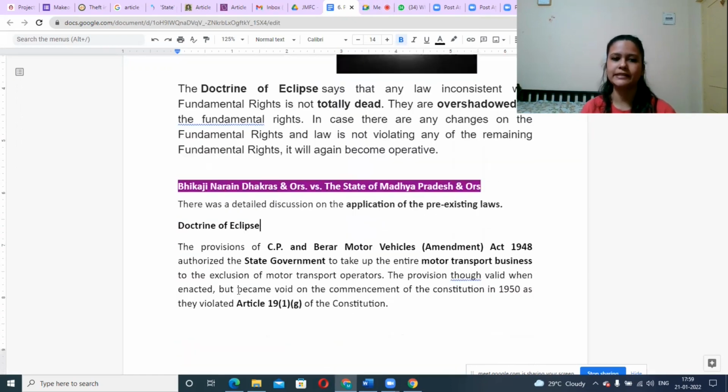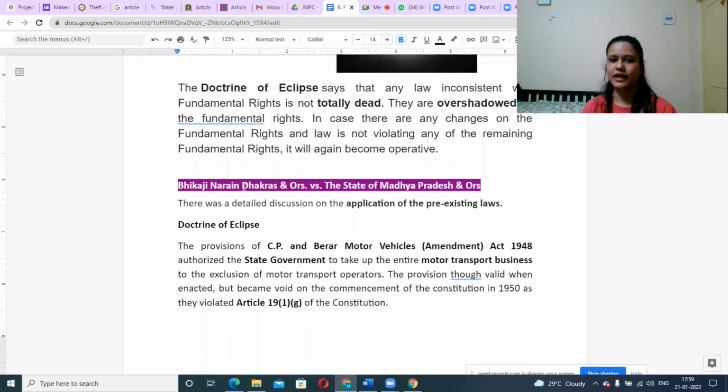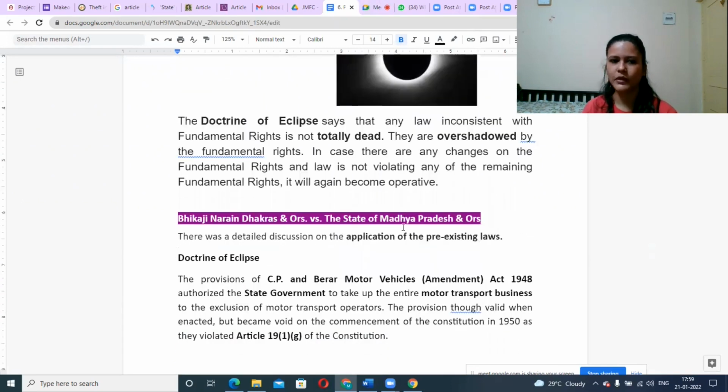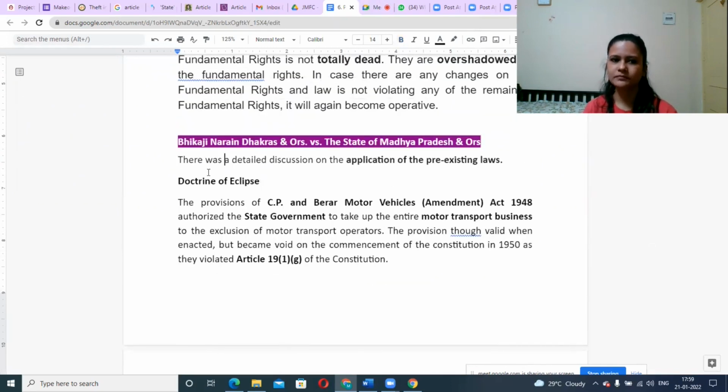So those laws might be violating the constitution also, right? So what happened in this case is, Saghir Ahmad-type pre-existing law case: Vikaji Narayan versus State of Madhya Pradesh. It's a very important case to understand the doctrine of eclipse. Okay, what happened here is, this case is with regard to the application of pre-existing laws, as in laws which existed before the constitution came; from that time only this law has been in existence and applicable. Okay, so this explains the doctrine of eclipse.